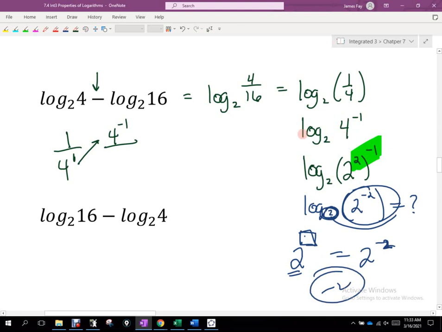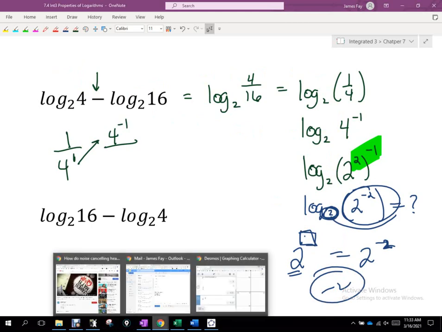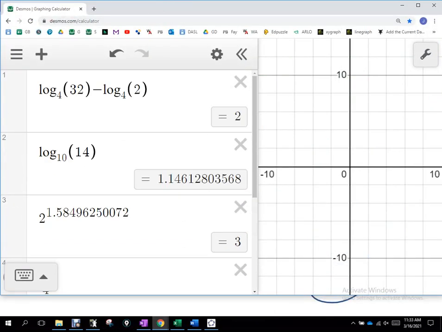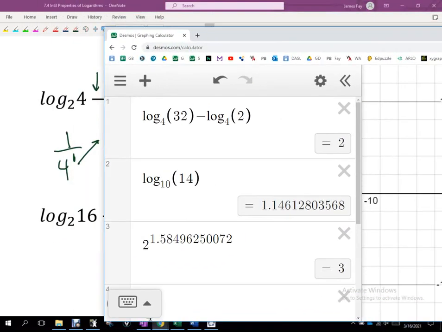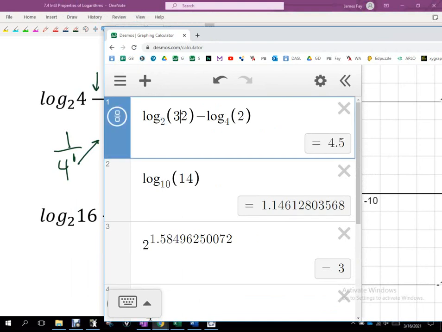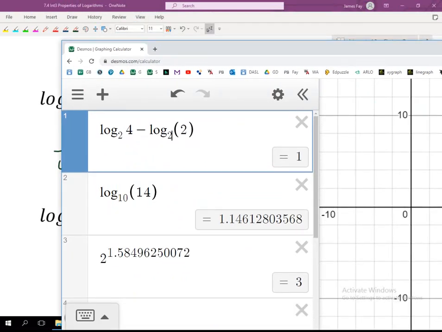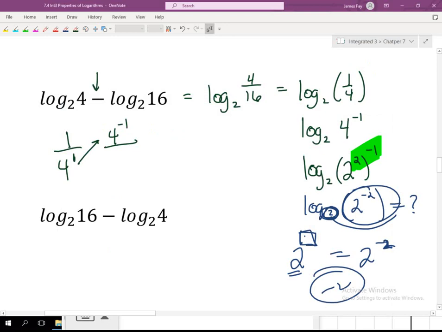So what I'm trying to get at here is that all this work is what the calculator is doing when we ask it to go log base 2 of 4, log base 2 of 16, and we subtract those, and we get our negative 2 back. Okay. Again, I'm not going to ask you to do that, but that's the algebra.